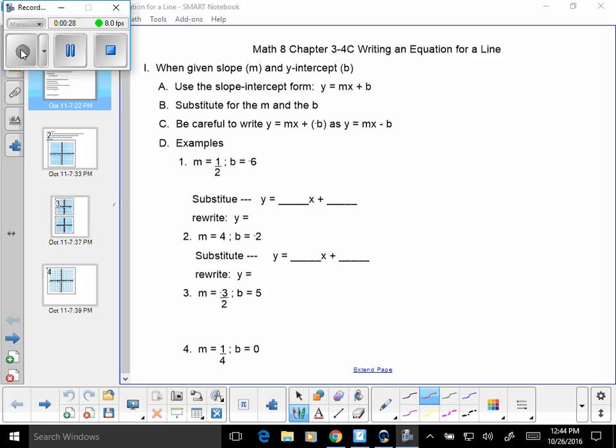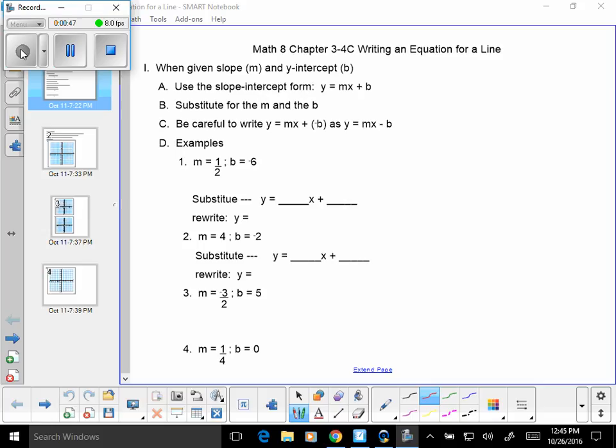We are going to use the slope-intercept form of the line, y equals mx plus b. Remember, that's again what I told you. You've got to get that in your head, that that's the general equation for a line. We know the m, we know the b, so we're just going to substitute it into the equation.